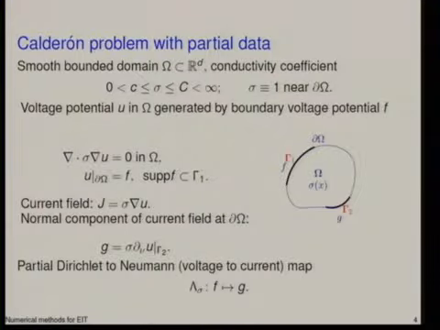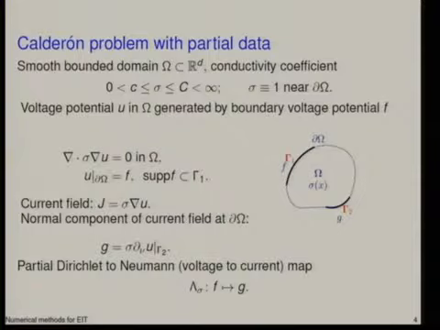There's one part of the boundary I call gamma 1, and this is where we have the support of the Dirichlet data that we specify. And then there's another part of the boundary called gamma 2. This is where we measure the Neumann data. And this sets up the problem for us.